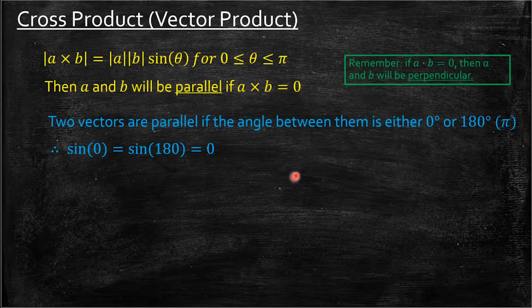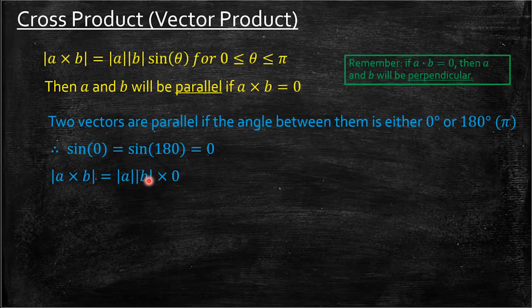So when we substitute the values of theta which make two vectors parallel into this equation here, what we end up with is that sine of theta will become 0. So the modulus of the cross product between A and B is going to equal the modulus of A times the modulus of B times 0.